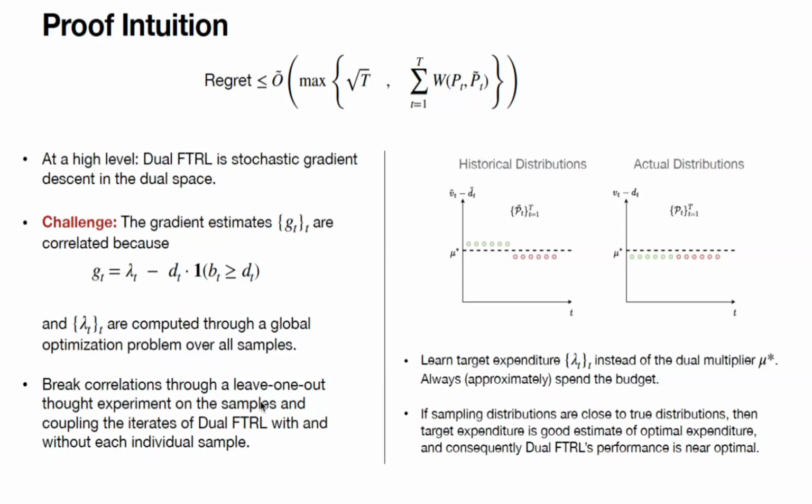So the gradients g t are correlated. This is our main problem. Okay. Because the gradient g t, I said, is the difference between lambda t and d t, where lambda t is a target expenditure and d t is your real expenditure. Why are they correlated? Because the lambda t's, remember, are computed through a global optimization over all samples. You take all the samples and then compute mu tilde t's from them. Based on the mu tilde, you compute how much they are spending at each time. So obviously the lambda t's are all correlated through this global optimization.